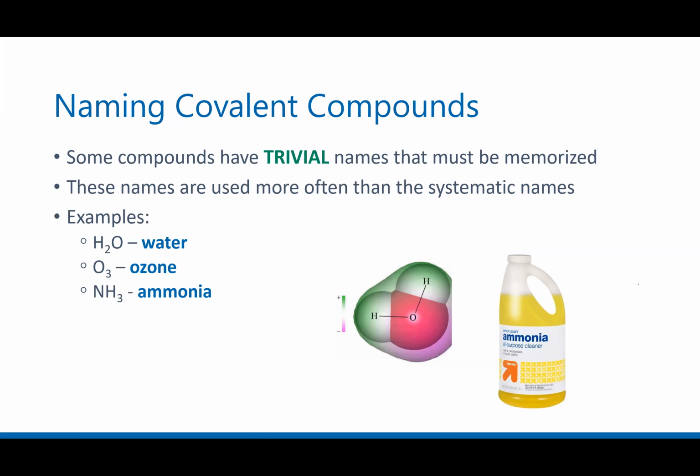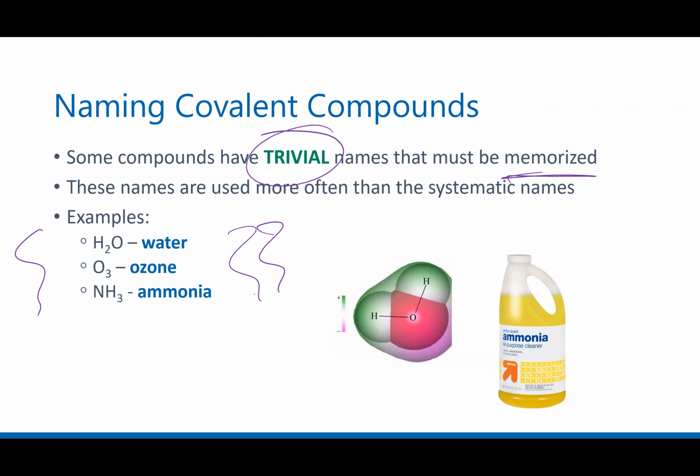Some compounds are so common that we don't give them special or systematic names. We give them what's called trivial names. Trivial meaning it's just the name. I mean, water has been called water since before people knew what hydrogen and oxygen were. Well, maybe that's not true, but the word water is hundreds, if not thousands of years old in some way. And we don't call it dihydrogen monoxide, we just call it water. And these are called trivial names. And you have to memorize only three, these three right here.